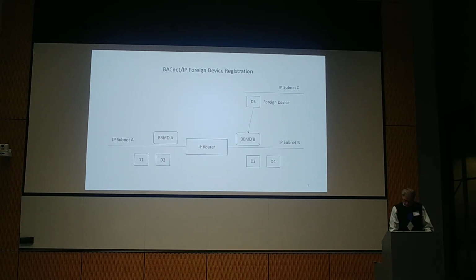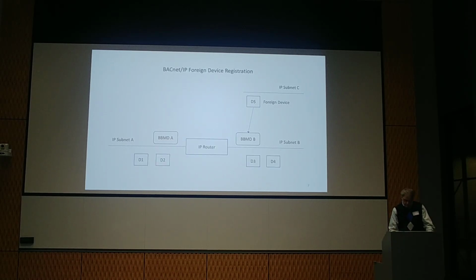So when D5, that foreign device in the upper right, wants to locate device D2, it will get some help from BBMD-B and BBMD-A to locate that device through this broadcast forwarding.